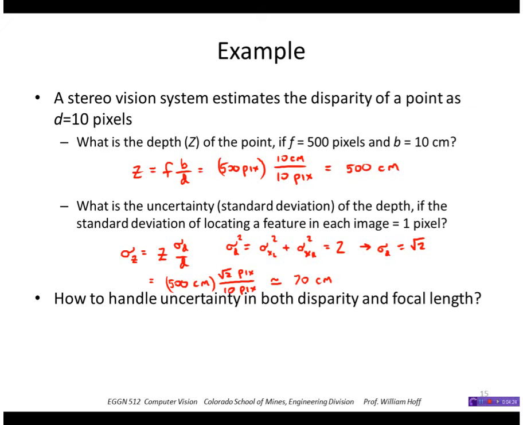Okay, I won't go into this, but how would you handle uncertainty if you had uncertainty in both disparity and focal length? So we would do it the same way. We would start with our expression for the depth, but now when we take the total derivative, we have to take it also with respect to focal length. So I would get delta f b over d plus f b over d squared times minus delta d. And then I would take the variance of that.